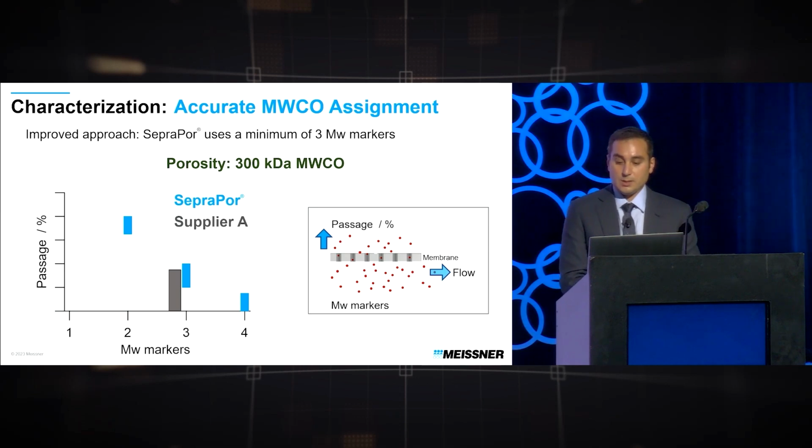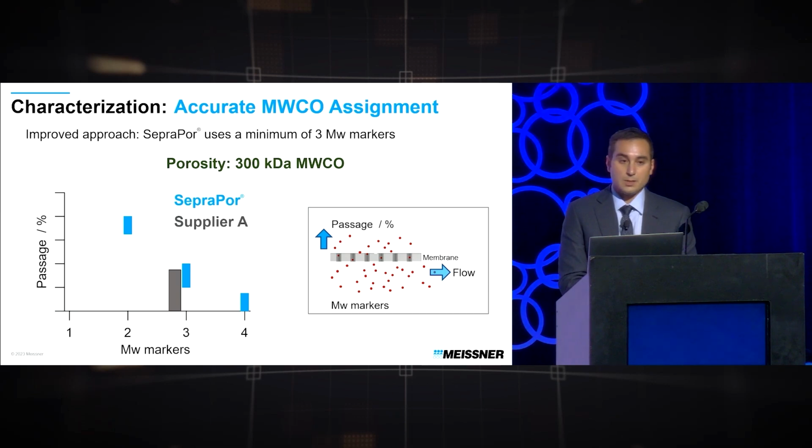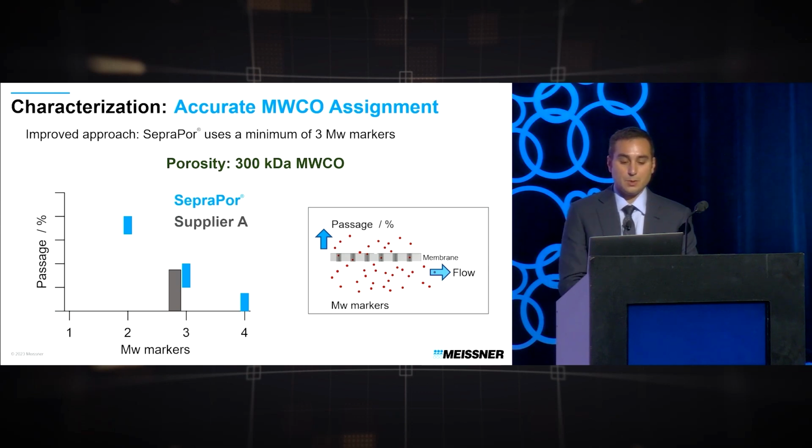So in this characterization section, I'd like to highlight the more extensive characterization we apply to Seprapor ultrafiltration membranes in comparison to another commonly used supplier identified here as supplier A. So Seprapor uses a minimum of 3 molecular weight markers to characterize the molecular weight cutoff of an ultrafiltration membrane accurately. So shown here is a 300 kilodalton membrane. So you see 3 molecular weight markers are being used. Supplier A, on the other hand, only uses 1 molecular weight marker, shown in gray.